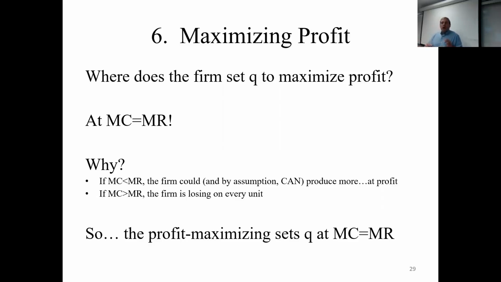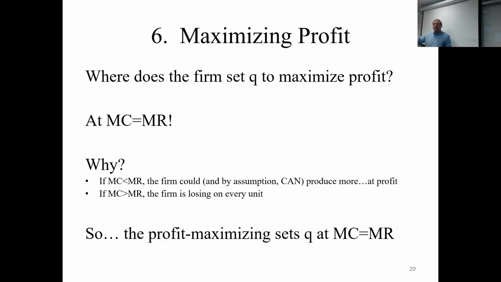Exactly. So that's not going to mean that you're making zero profit or breaking even, because the averages, we're going to come back to that, are going to be different. But at any given point of production, ask yourself, could I produce one more unit and earn more on it than it's going to cost me to produce? In other words, is my marginal revenue greater than my marginal cost?